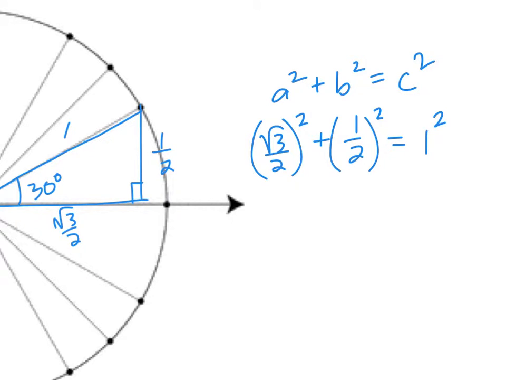Square root 3 over 2 squared is what? 3 over 4. Okay, so hopefully you're kind of doing some of these last semester practices. Okay, so 3 over 4. 1/2 squared is what? 1/4, very good. 3/4 plus 1/4 is equal to what? 1, or 4 over 4, which is 1, right? So this does work. Yes?